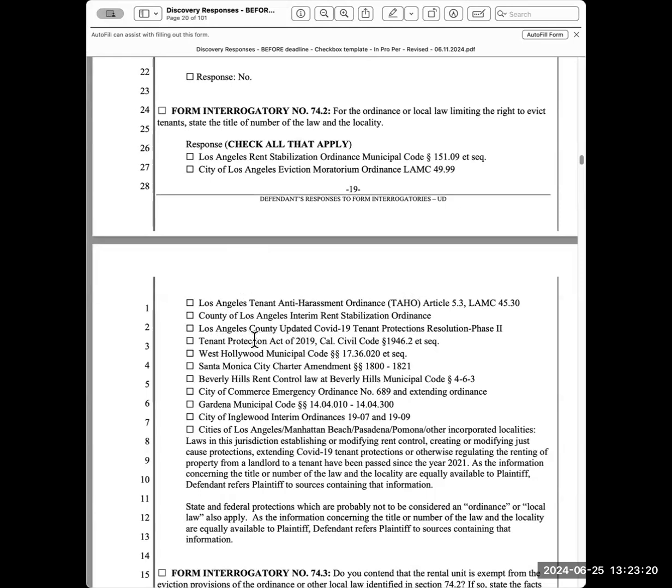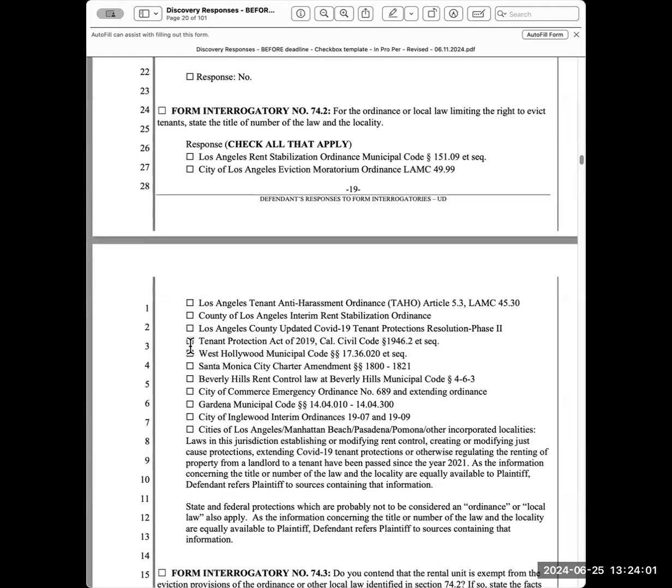If your unit is protected by a rent stabilization ordinance, then the TPA doesn't apply to you, because TPA basically was a law passed in 2019 to cover people who don't have rent stabilization. It's not as strong as rent stabilization, but it gave protection to tenants who didn't have rent stabilization. And so it's one or the other. You either have rent stabilization or Tenant Protection Act protection, or neither. If neither apply, you wouldn't check either one.